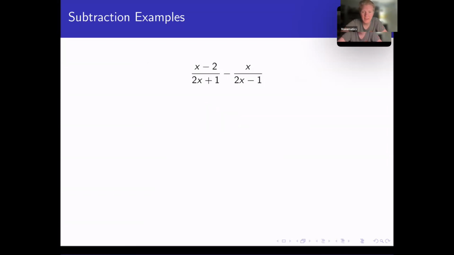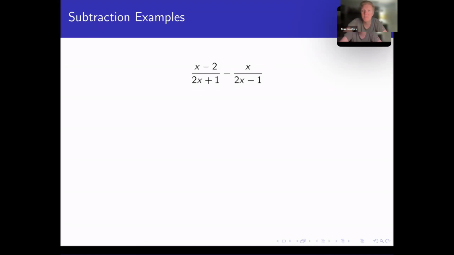x minus 2 over 2x plus 1 minus x over 2x minus 1. Well, they look very similar, those denominators, don't they? 2x plus 1 and 2x minus 1. But don't forget, even though they look similar, they are not the same factors.